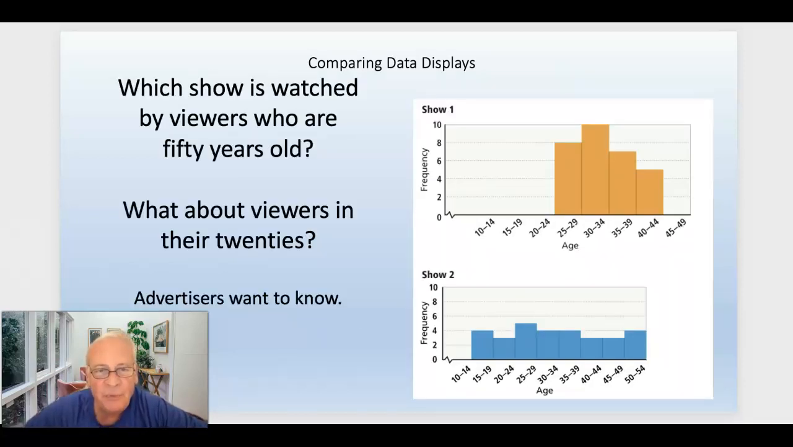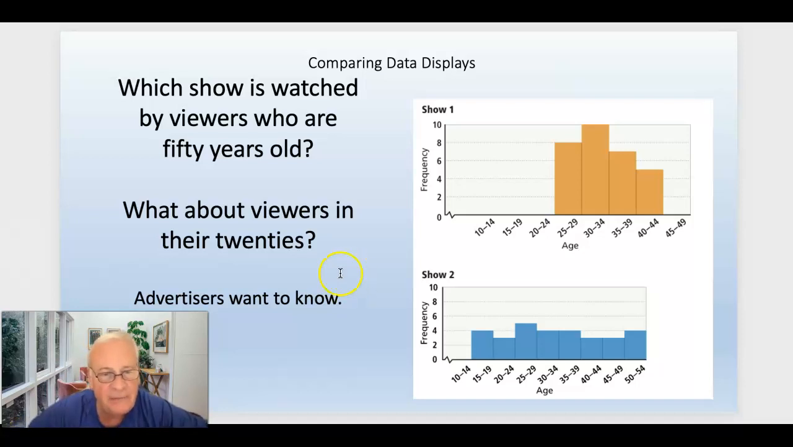All right, which show is watched by viewers who are 50 years old? Show 1 or show 2? Look at show 1, it doesn't even go up to 50. So here's the 50-year-olds right up here. Show 2. Again, if you're advertising, let's say AARP or some sort of a retirement plan, you want to advertise in show number 2.